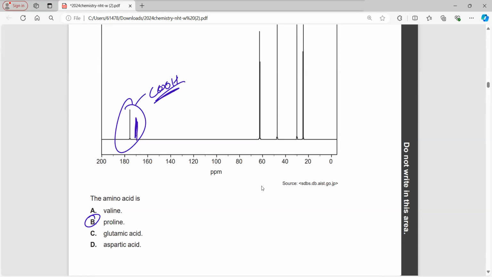So the reason why glutamic acid is not it is because there's two COOH groups, and they should have provided some indication that there's two environments around this area that indicate the carboxyl groups. And obviously, valine and aspartic acid didn't have the right number of environments.